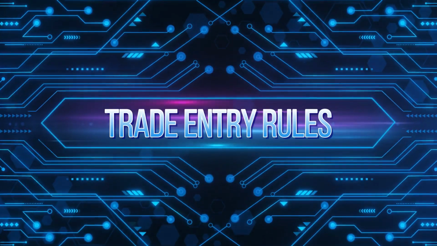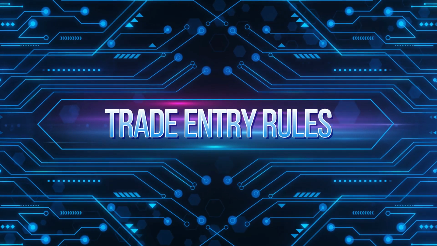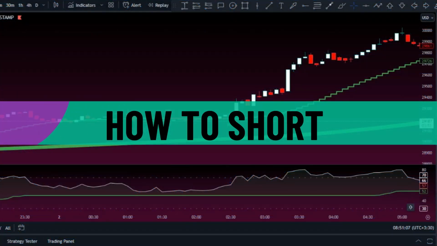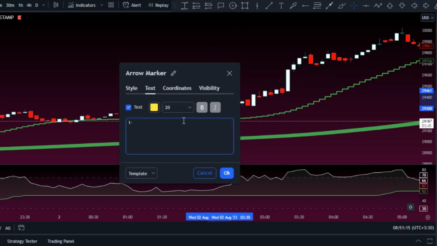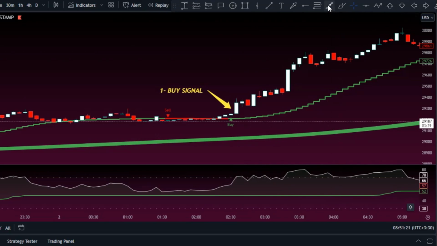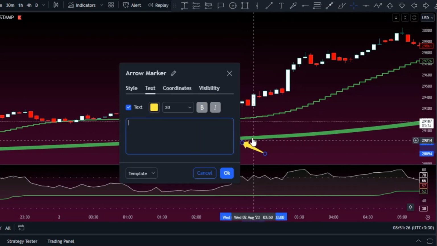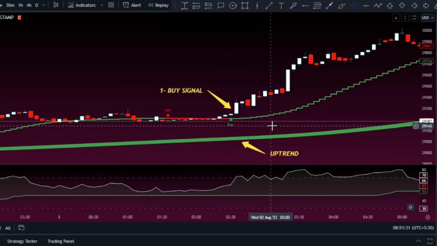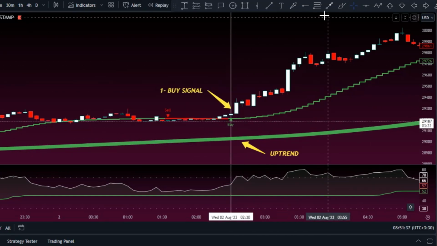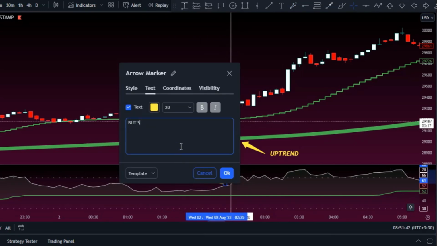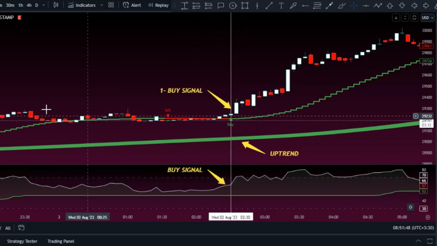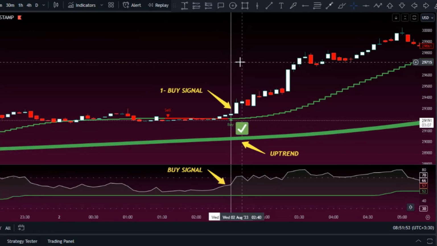Alright guys, time to put all this together and define our trade entry rules. For sell entries, we first need a sell signal from the CTI indicator. Then the price has to be under the red Market Bias indicator. Finally, the Supertrend Any indicator needs to give the same sell signal as the CTI indicator. If all three agree, we can take a short position.